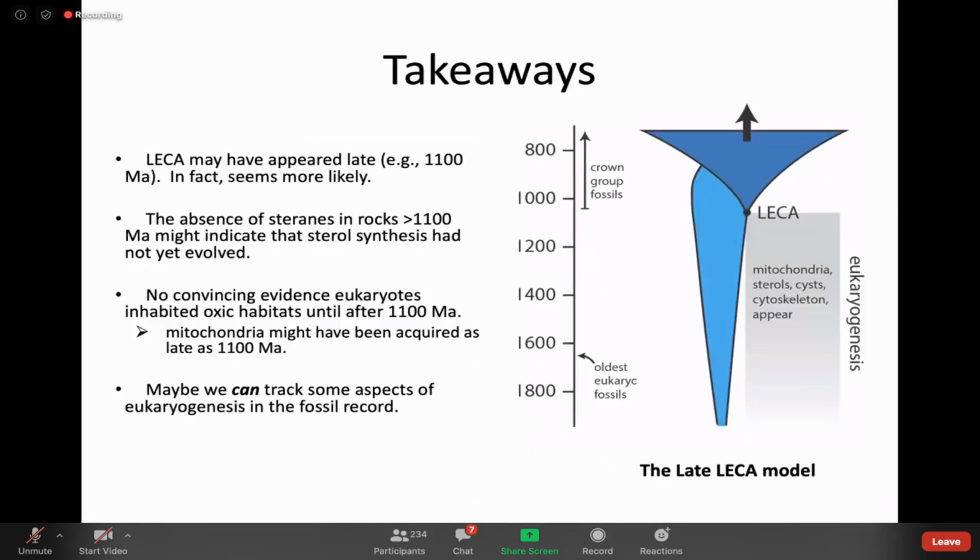And I'll stop here, with the final takeaway being that I don't want you to lose hope in fossils being useful for this question.